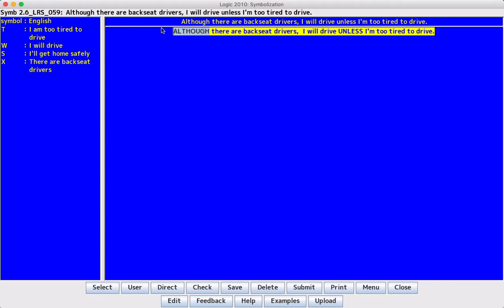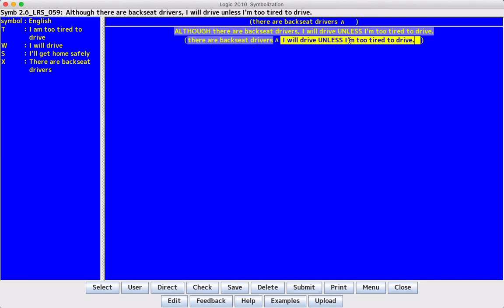And how do we symbolize although? Although is and. Although says, this is true, and also that's true. There's a suggestion that there's some sort of tension or contrast between them, or that it's unlikely that they're both true, but we don't try to capture that in our symbolization, and we just treat although as and. So this is going to be an and: there are backseat drivers here, and I will drive unless I'm too tired to drive there.